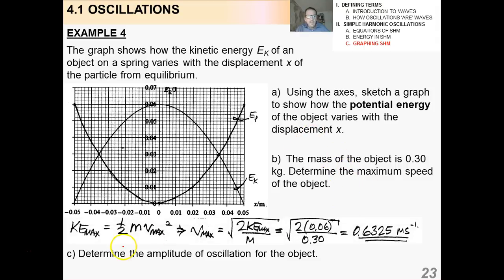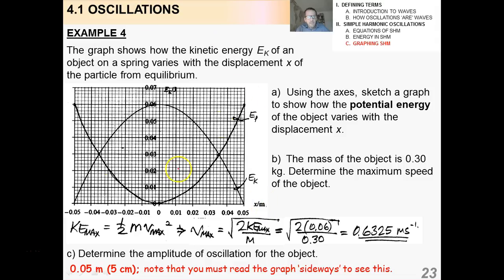Determine the maximum speed. Okay. Here we're just using the kinetic energy argument, and we are coming up with 0.6325 meters per second. The amplitude of oscillation. This is very interesting. This is actually read in the horizontal, okay? And it's 5 centimeters, okay? If you look at this graph and think about that, you'll get it. We can talk a little bit more in class about this, and I will also show you this example if you'd like to see it in person with a mass on a spring.